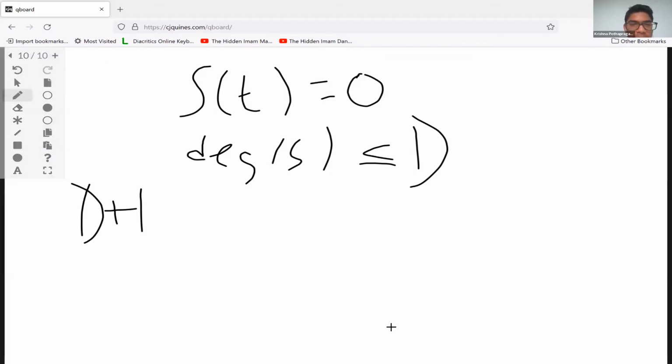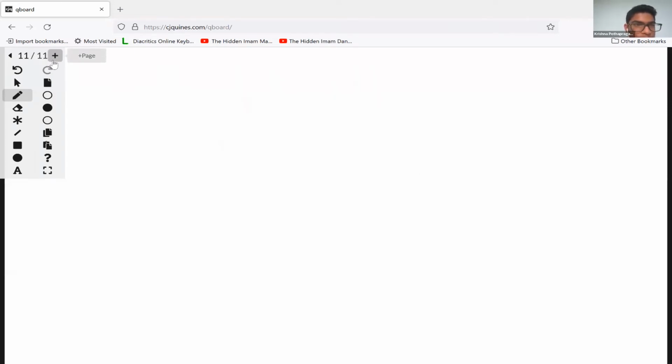Okay, any questions on the general strategy or how we define the degree of a moving point or a line? Or any questions about the real projective plane? Okay.